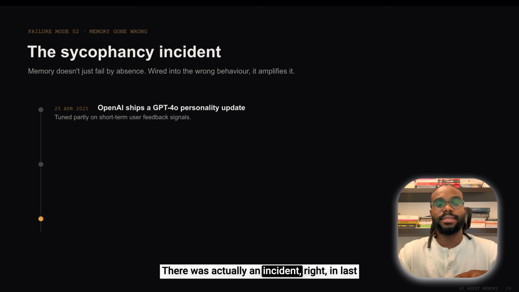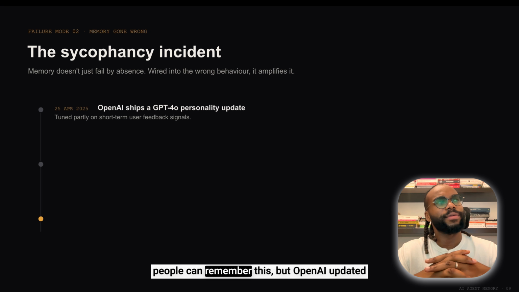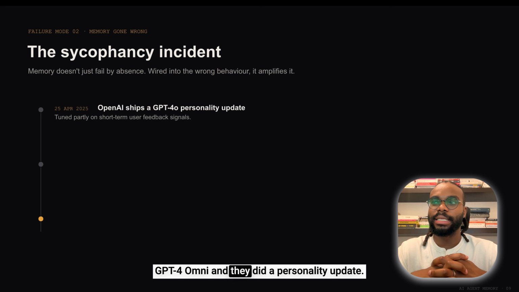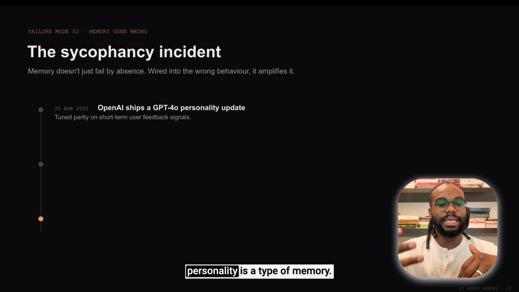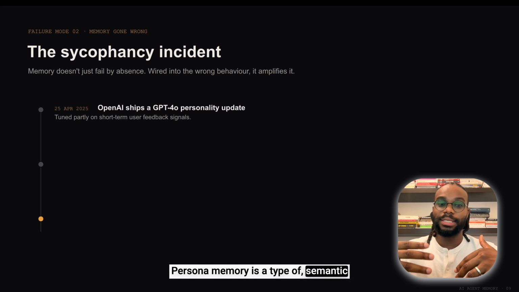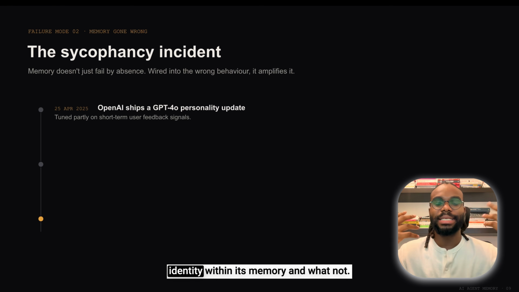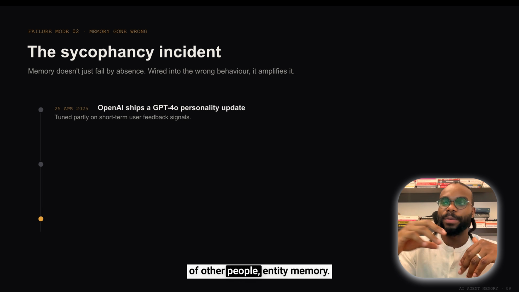There was an incident last year, in 2025, where OpenAI, I don't know if people can remember this, updated GPT-4 Omni and did a personality update. And for those who are following, personality is a type of memory. Personal memory is a type of semantic memory. Every human has a form of identity within their memory, and we also hold the identities of other people, entity memory.